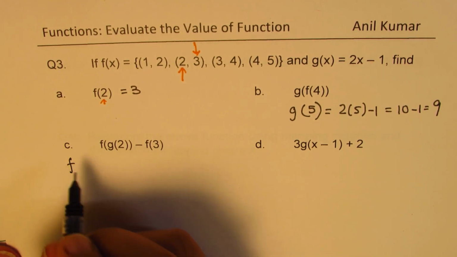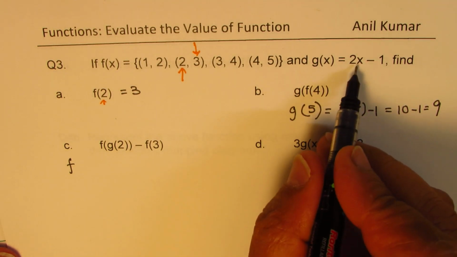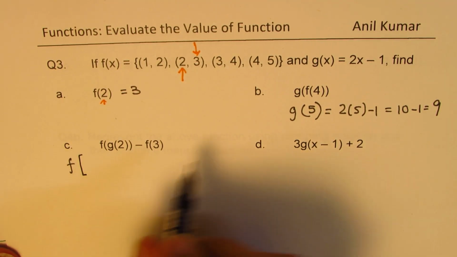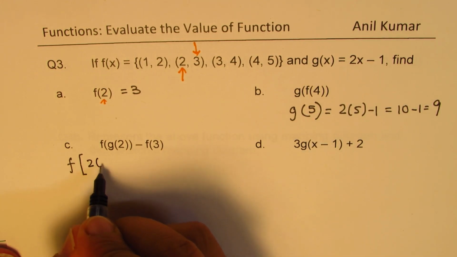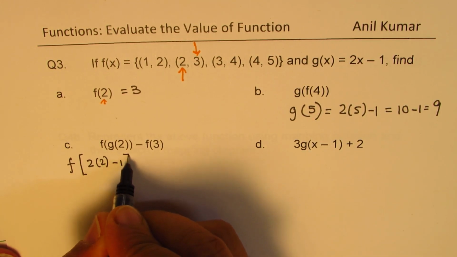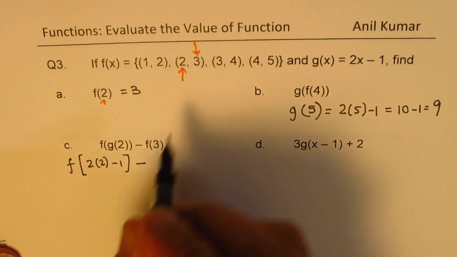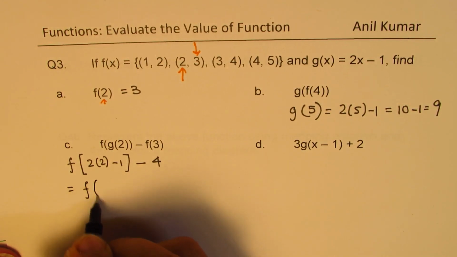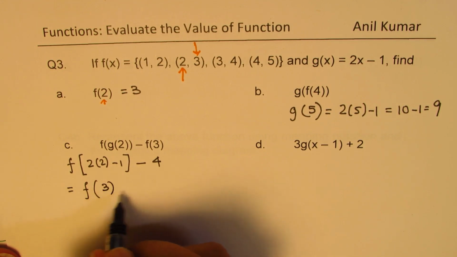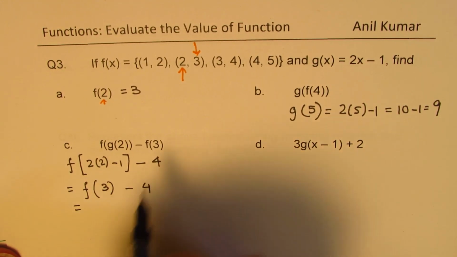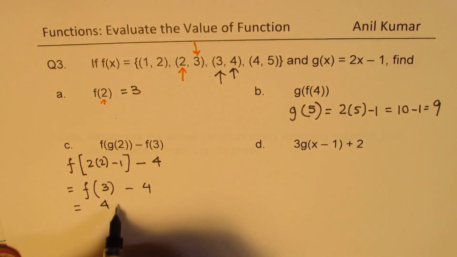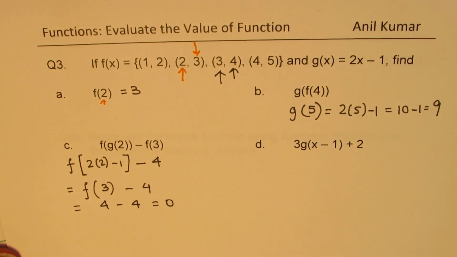C. F of g of 2 minus f of 3. So we write f of, calculate g of 2, substituting 2 in the second function. So we get, let me put a square bracket here. So we get 2 times 2 minus 1. Right? So that is g of 2. Minus f of 3 is 4. Clear? So we get f of 4 minus 1 is 3 minus 4. F of 3 is 4, right? F of 3 is 4. So we write this as 4 minus 4, so we get 0 as our answer.